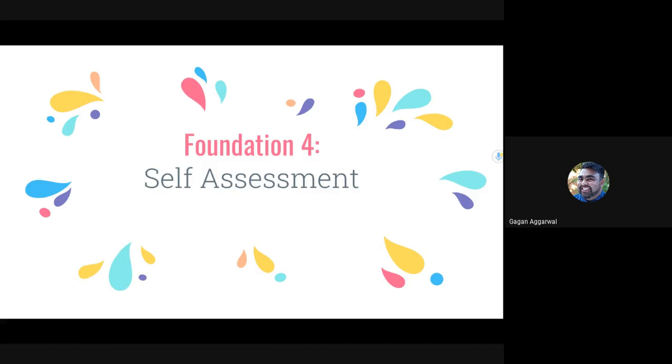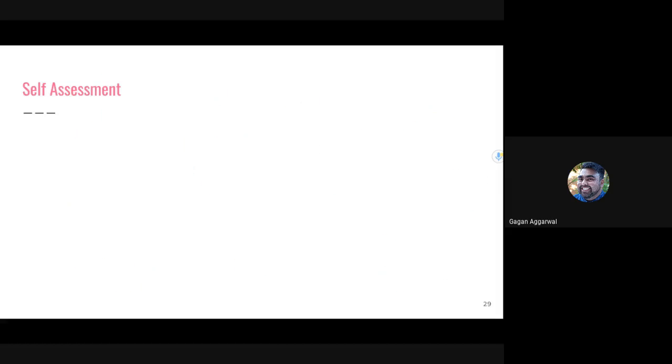Our fourth foundation is self-assessment. So self-assessment enables the learner to set their own goals and essentially be responsible for their own learning. I think this is one of the most difficult ones to implement because, especially for my students, they find it very difficult to be self-reflective.